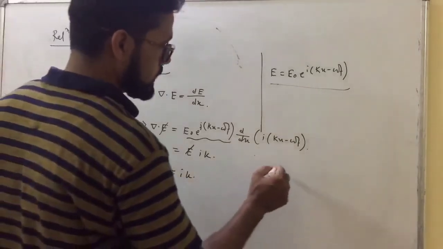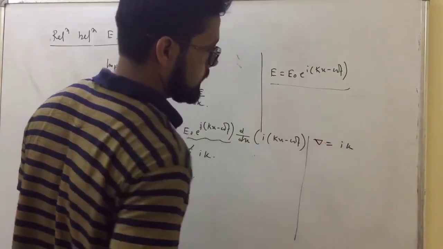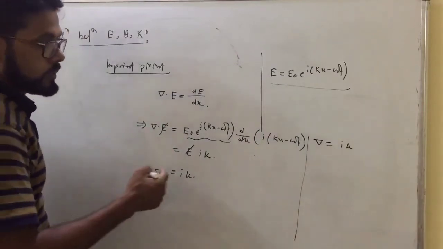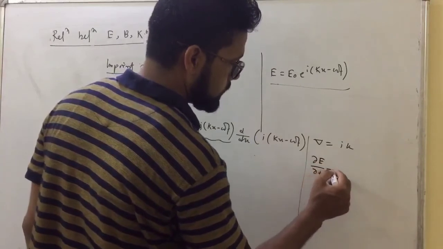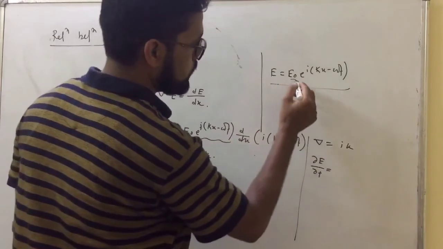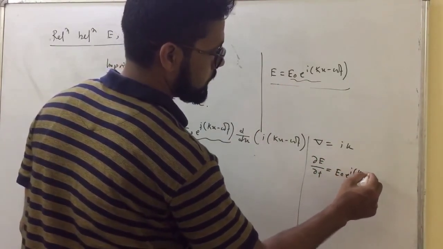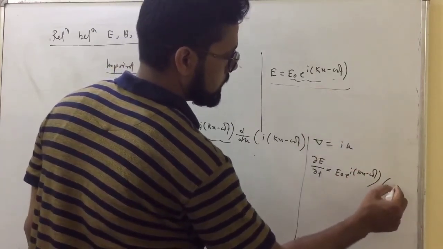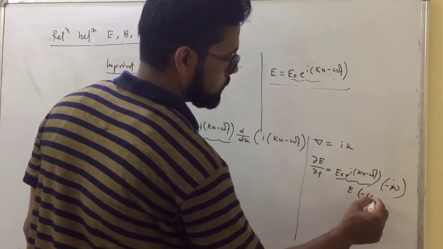Similarly, del equals, as I have already found, ik. This is a shortcut on how to reduce your time in the exam. Similarly, if I take del E by del t, what is it? If you take the derivative with respect to time, the whole term will come out, E naught e to the power i(kx minus omega t), then minus i omega. And this becomes E times minus i omega.